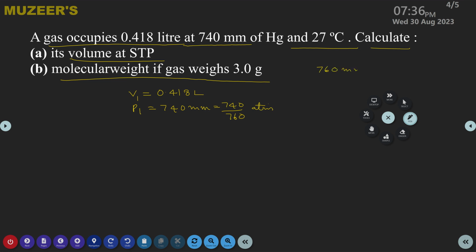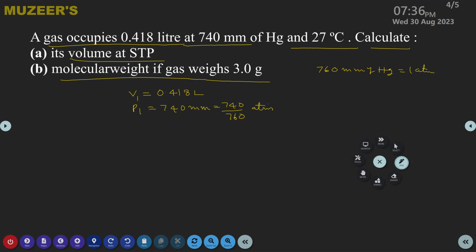Because 760 mm of Hg is equal to 1 atmosphere. You know very well. Therefore, 740 mm of Hg is equal to how many atmospheres? That is 740 by 760 atmospheres. And temperature is given. T1 is equal to 27 degrees centigrade. Okay. And calculate its volume at STP.